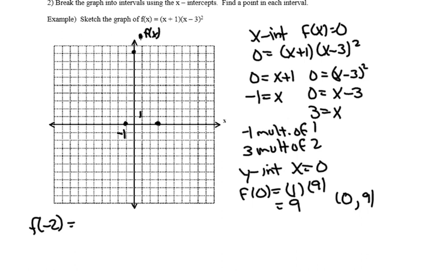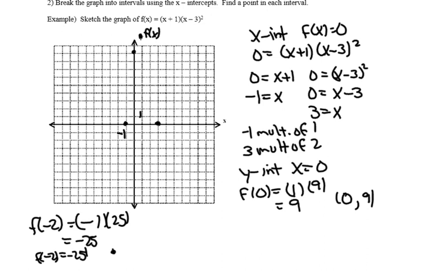So -2 plus 1, that's -1. -2 minus 3 is -5, and -5 squared is 25. So that's -25. Well, we can figure out then very, very quickly, we'll put this point way, way down here, that looks like it's going to go down forever.